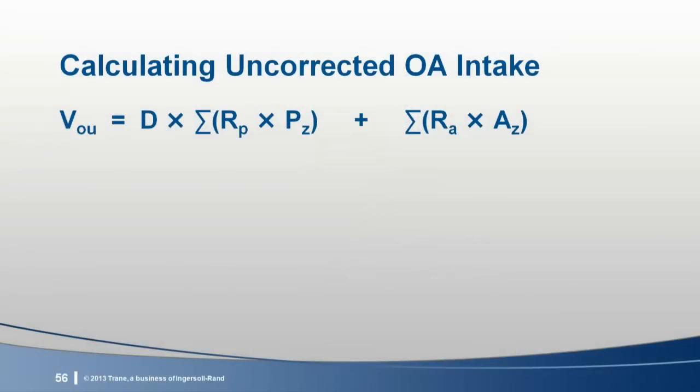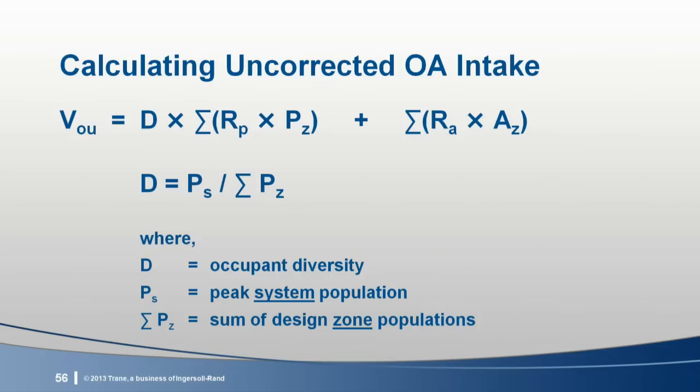For any system that serves multiple zones, we know that all zones won't usually be simultaneously occupied at their design populations. For example, if all the workspaces in an office building are fully occupied, the conference rooms will be empty. This diversity can be accounted for when designing the ventilation system. Mathematically, occupant diversity is the ratio of the expected peak system population divided by the sum of the peak populations in all the zones served by this system. Note that this diversity value is multiplied by only the CFM per person component of the ventilation rate, R sub P, not the CFM per square foot component.